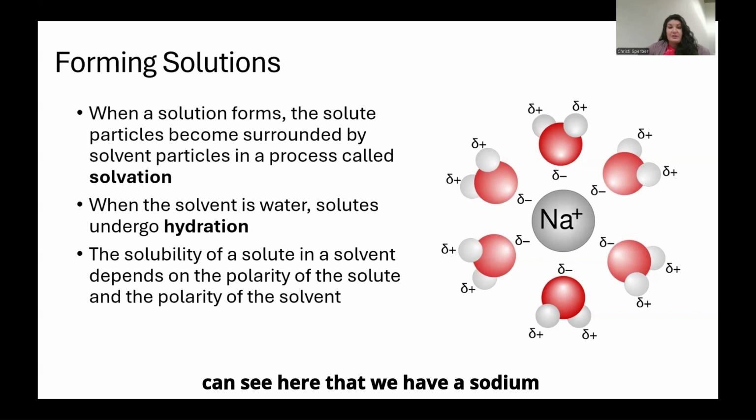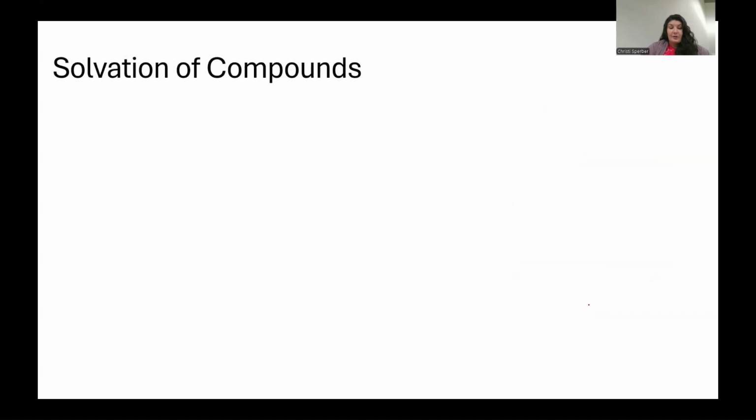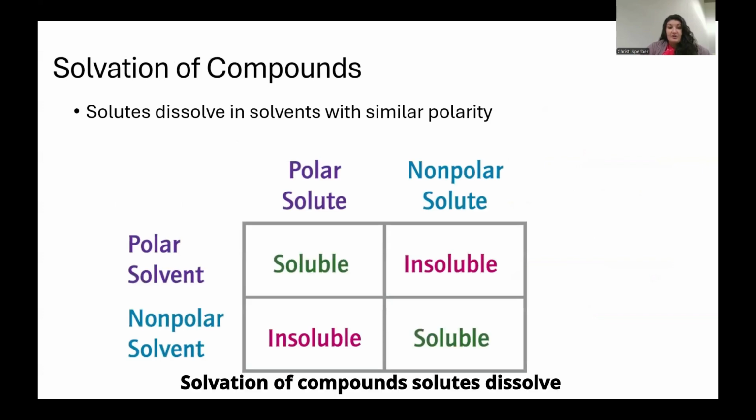So you can see here that we have a sodium ion and it is solvated with water molecules all around it. Solvation of compounds. Solutes dissolve in solvents with similar properties. So if you have a polar solute and a polar solvent, it's going to be soluble. Polar solute and nonpolar solvent, it's insoluble. Nonpolar solute combined with a polar solvent, it's insoluble. A nonpolar solute combined with a nonpolar solvent, it's soluble.